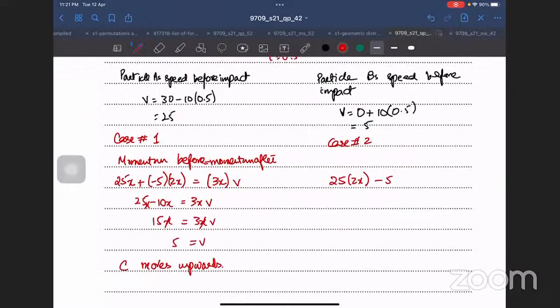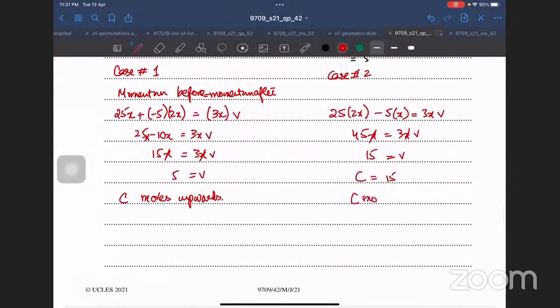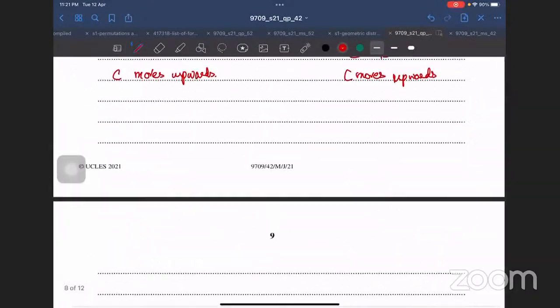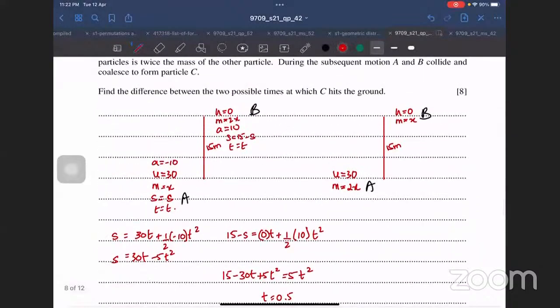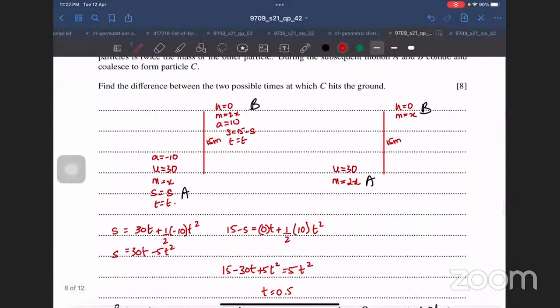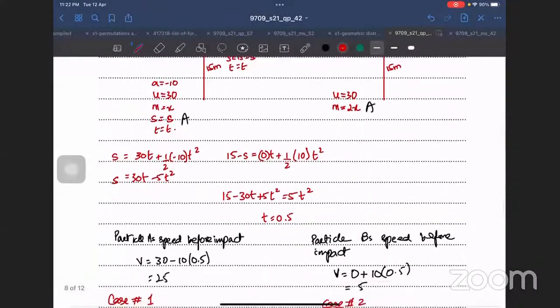Okay, let's check this one. 5 into x and 3xv. So I get 45x equals 3xv. So in this case, again, particle C is going to move upwards, but this time at the speed of 15. Okay, C moves upwards. We need to find the difference between the two possible times at which C hits the ground.